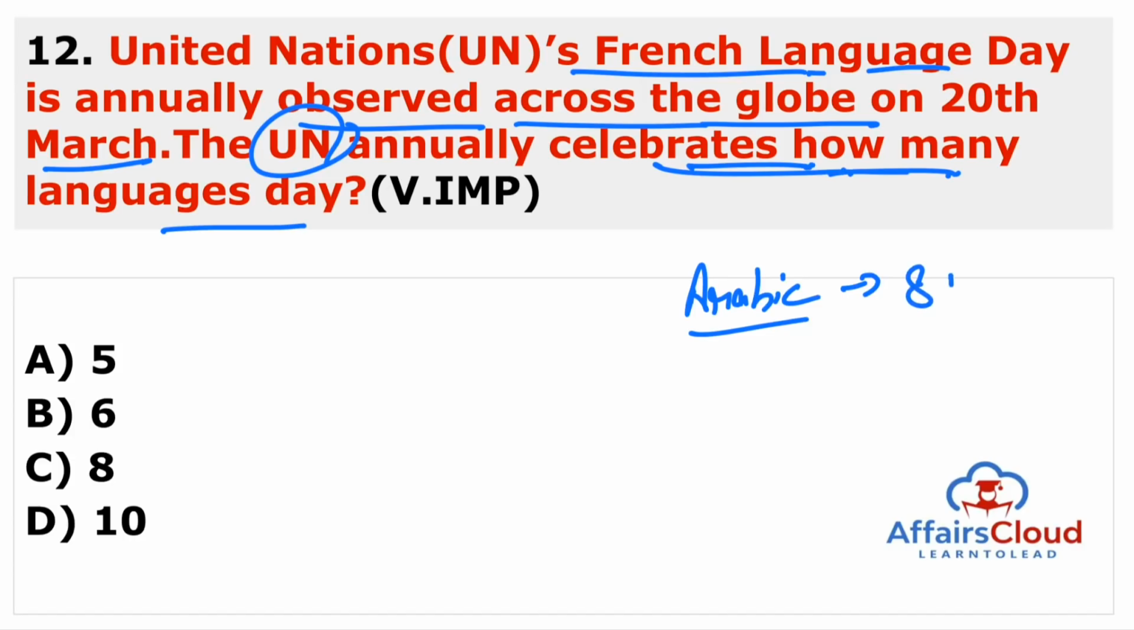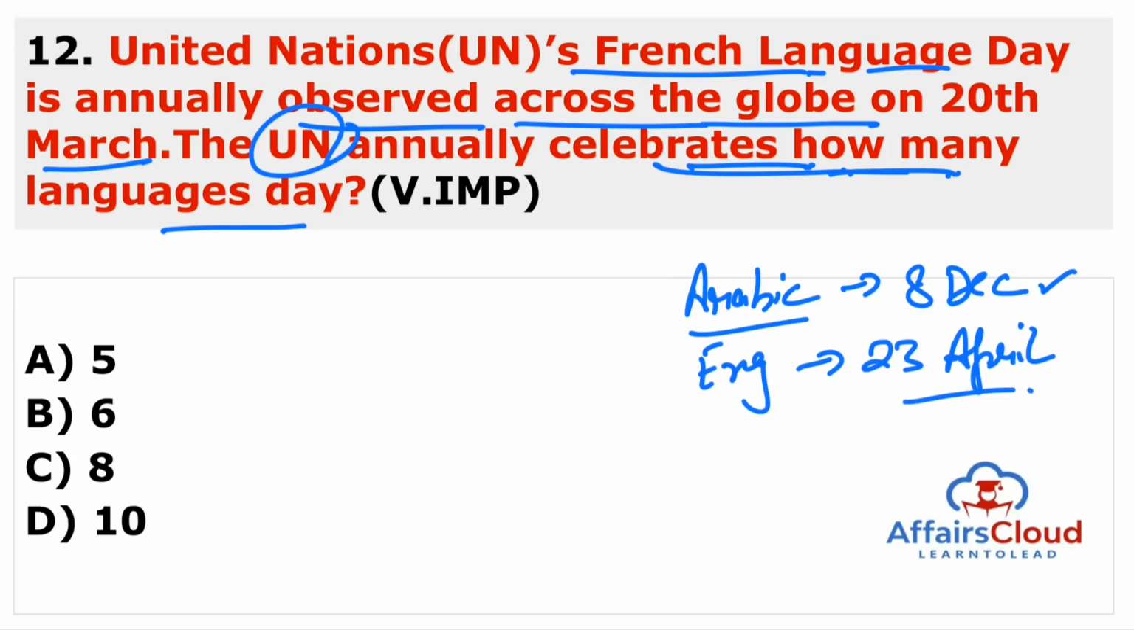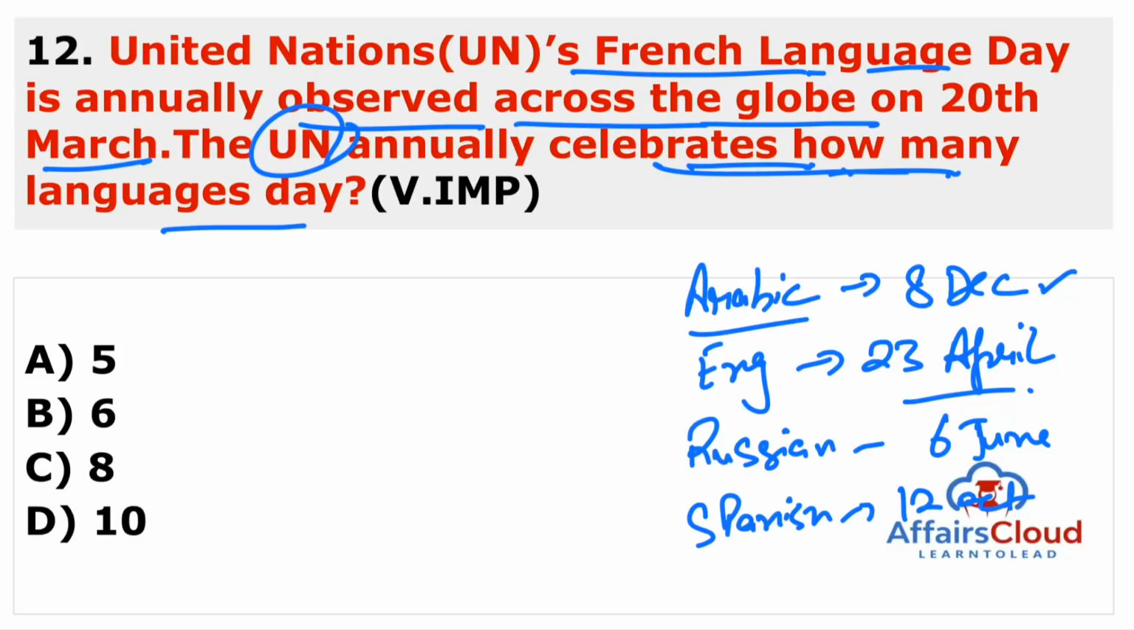Arabic language day is celebrated on the 8th of December by the United Nations. Next is English language day. English language day is celebrated on 23rd of April. Don't remember these days. So Arabic is on 8th December, English on 23rd April, don't remember this. Just count these languages. Russian is there. Russian language day is celebrated on 6th of June. Spanish language day is observed on the 12th of October. So again, this is important. Chinese language day, that is the highest spoken language all over the world, is on 20th of April.